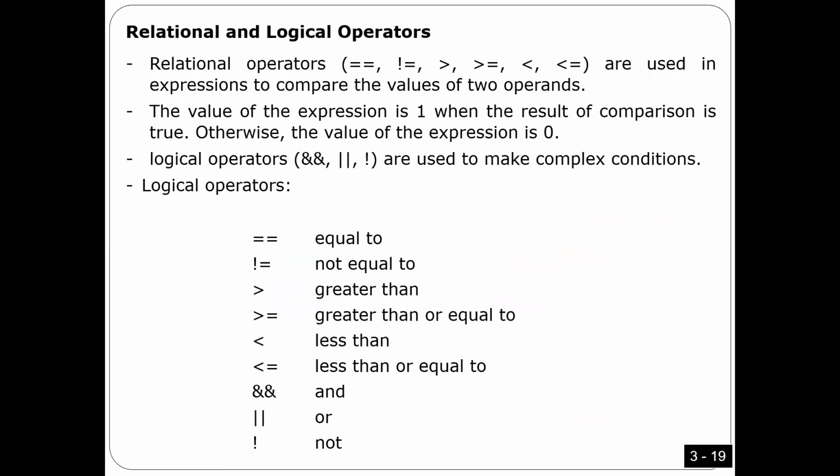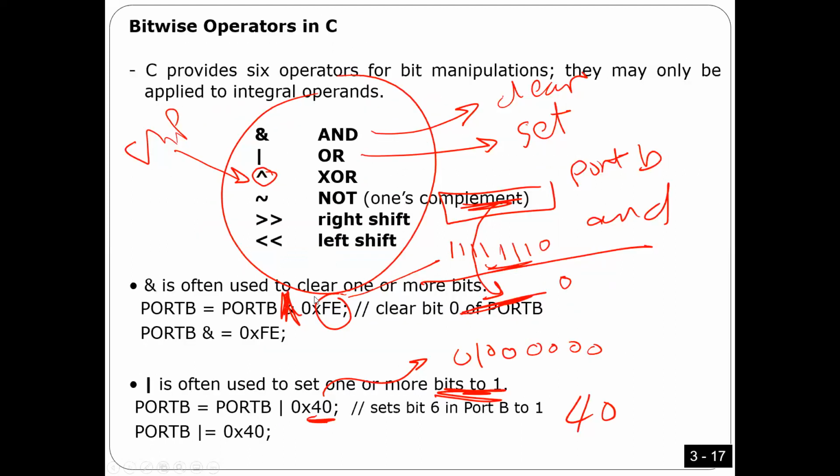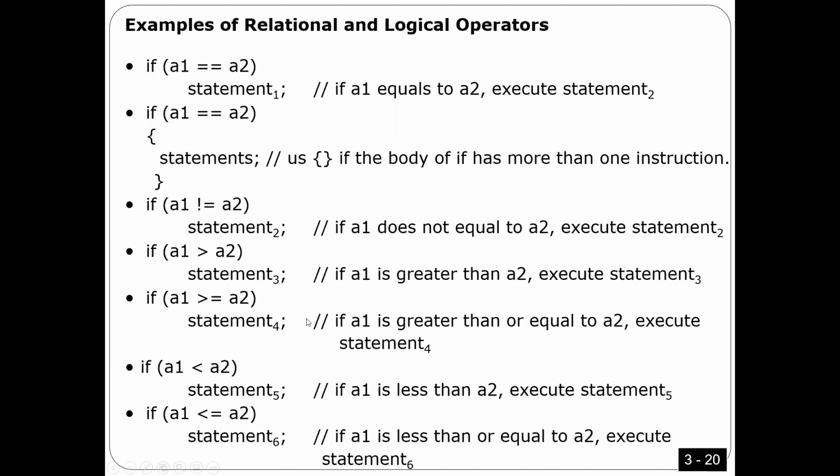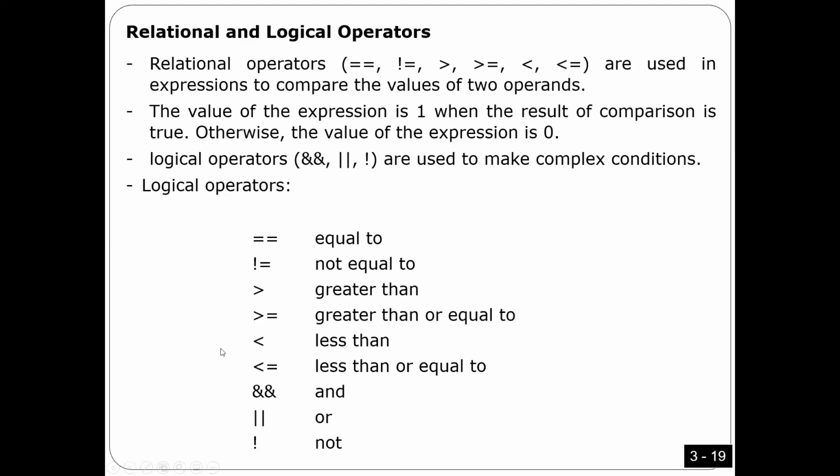The other thing I want to explain more, guys, and you should be somehow familiar with it, is relational and logical operators. These operators are completely different from these ones. These ones are used for bitwise, bit by bit, like binary logic operations. But these operators are used when you make a condition, when you compare. This one means equal.